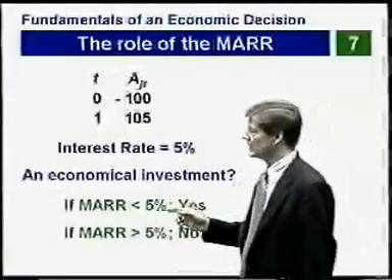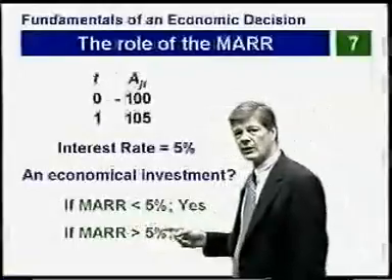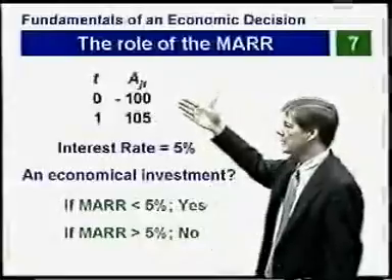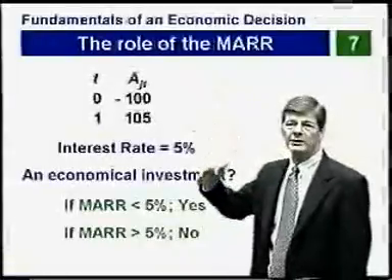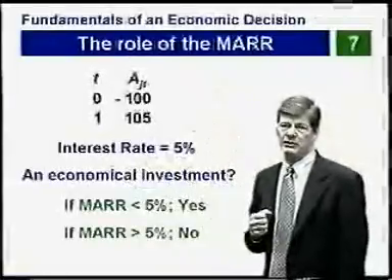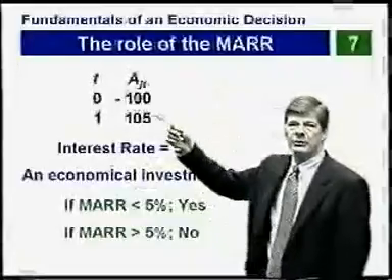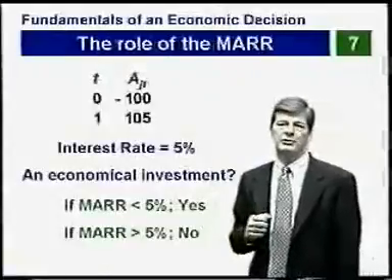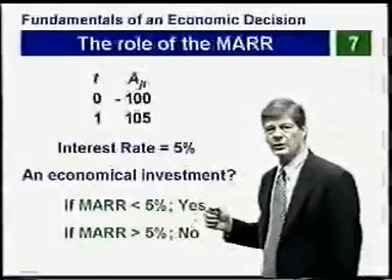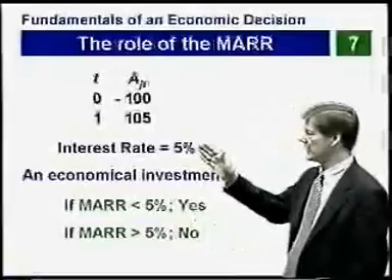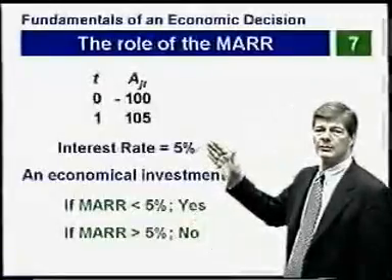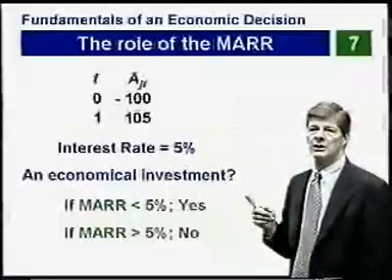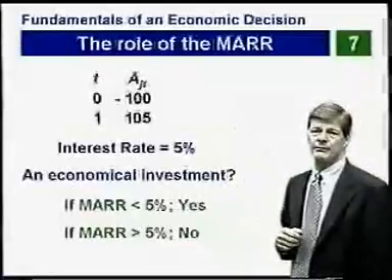Alternatively, if my minimum attractive rate of return was greater than 5%, say 7 or 8%, then this would not be an economical course of action. We would not take those funds out of our minimum attractive rate of return and invest them at a lower rate of 5%. That's the role of the minimum attractive rate of return. It sets the standard. It helps us to assess and evaluate whether or not a particular course of action, in this case, this opportunity, is an economical course of action or not.